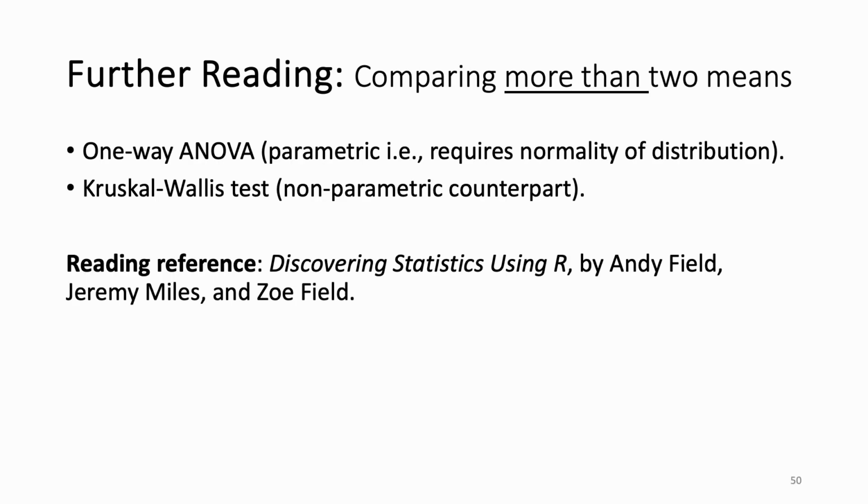Okay, so in this lecture we have seen how to compare two means. But if you are interested in knowing how to compare more than two means, let's say three means, then you can conduct different tests. You can conduct the one-way ANOVA test. This test actually requires that the samples are normally distributed, so you have to check that assumption. If this assumption of normality is not satisfied, then you can conduct the Kruskal-Wallis test, which is the non-parametric counterpart of the one-way ANOVA.